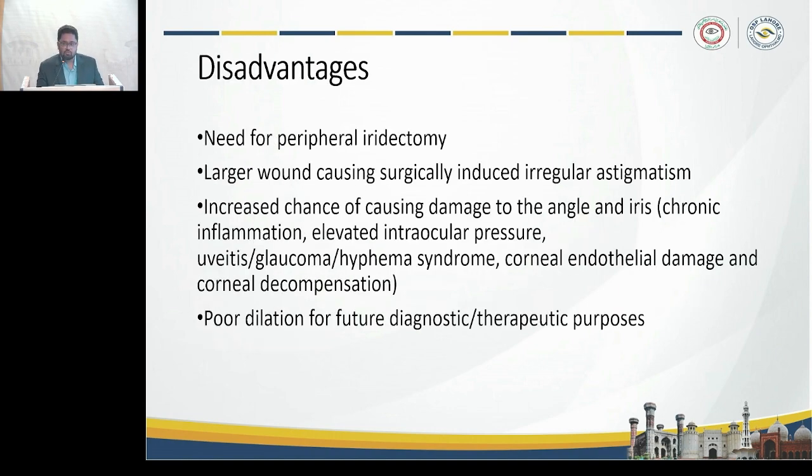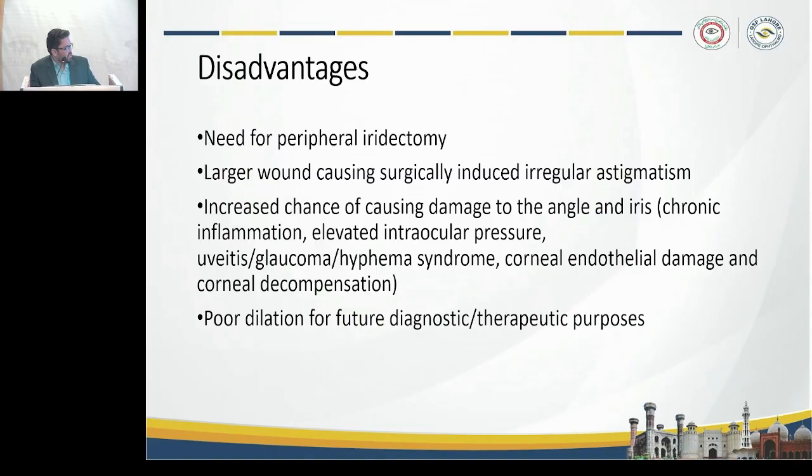Disadvantages are that you have to perform a broad-based peripheral iridectomy. The wound is larger; the shortest optic diameter available in ACIOL is 6 millimeters. So a larger wound causes greater surgically induced astigmatism. The most damaging disadvantage is increased chance of angle damage, iris damage, chronic inflammation, elevated intraocular pressure, uveitis, glaucoma, hyphema syndrome. Endothelial cell damage is also very common, and corneal decompensation.